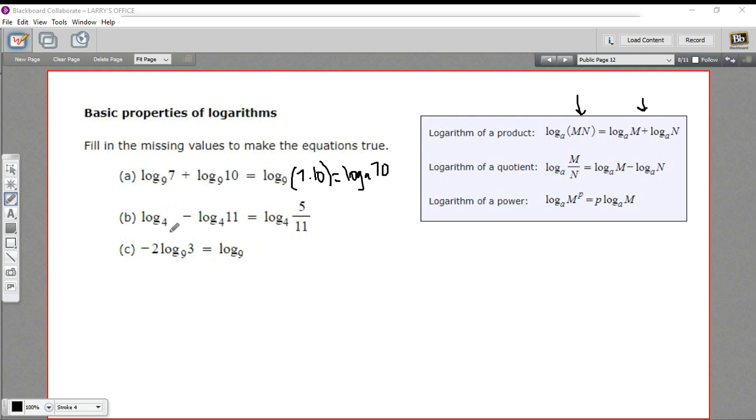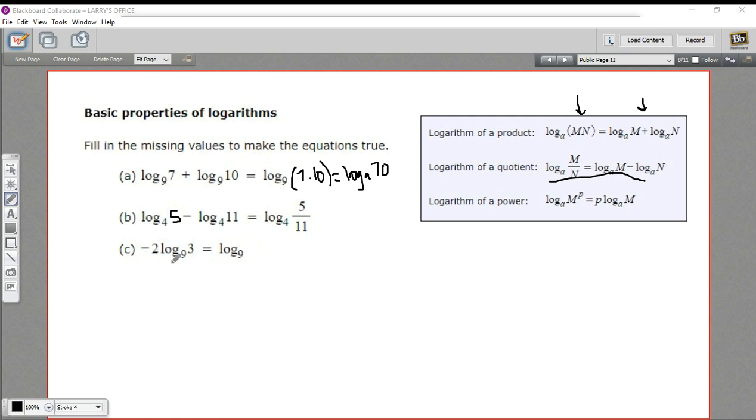Let's look at this next one. We have the log base 4 of something we've got to fill in here, minus the log base 4 of 11, equals the log base 4 of 5 over 11. Well, this is a quotient, 5 divided by 11. So if I've got 11 here in this subtraction problem, I have to have 5 here. So that's this rule we just used. Log base 4 of 5 minus log base 4 of 11 is the log base 4 of 5 divided by 11.